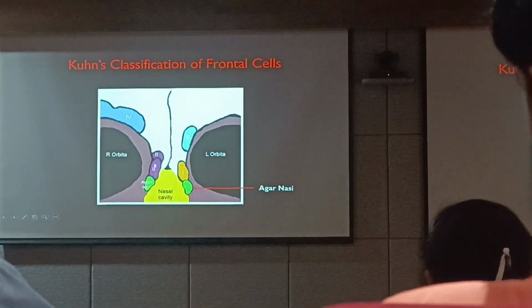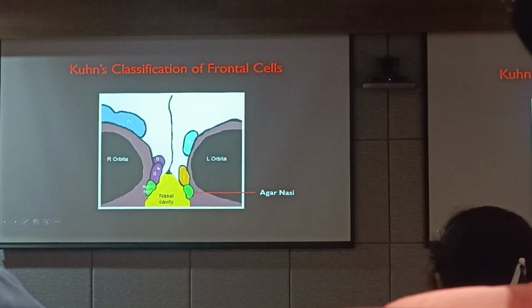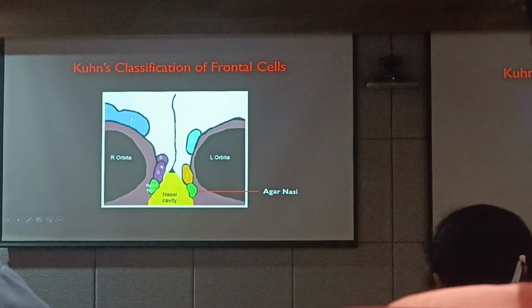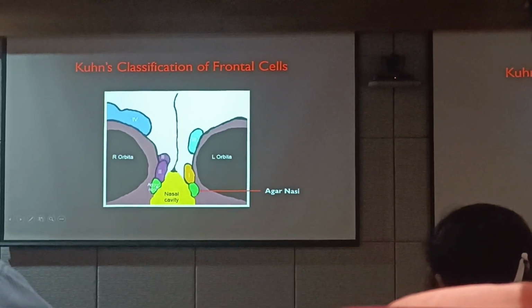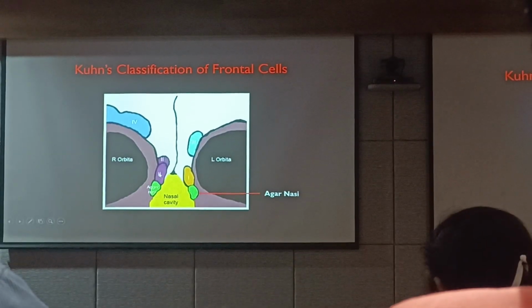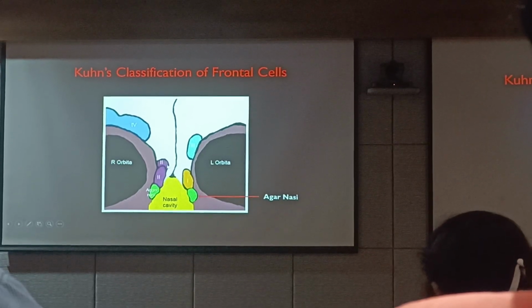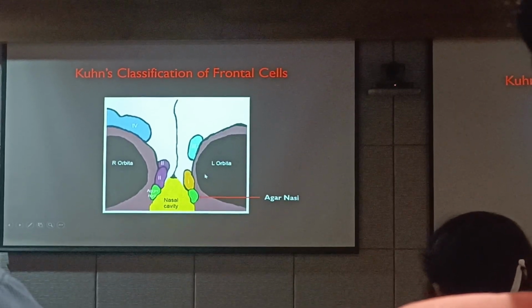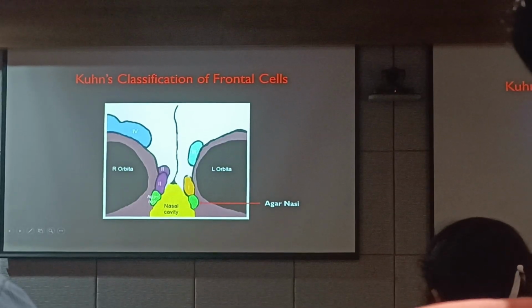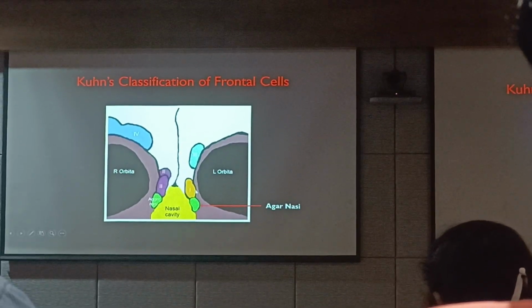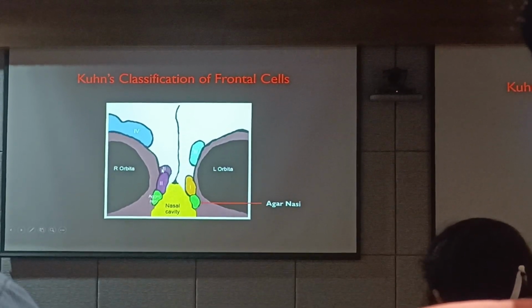Now, Kuhn's classification of frontal cells, I already showed you how the cells are there. So, what is Kuhn's classification? You have an agger cell. You could have one cell, you could have two cells. If they are all in this area, they are called Kuhn type 1 and 2, right? If you have a single cell, that's Kuhn type 1. Two cells is Kuhn type 2.